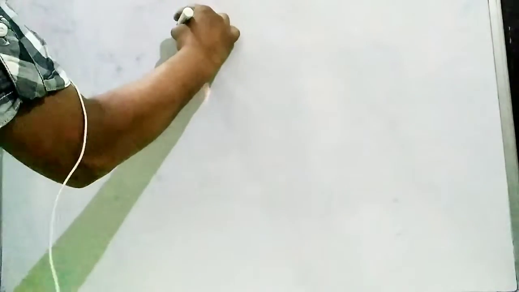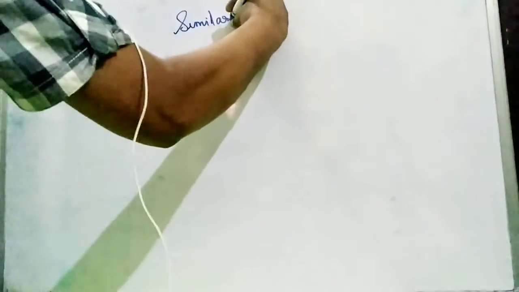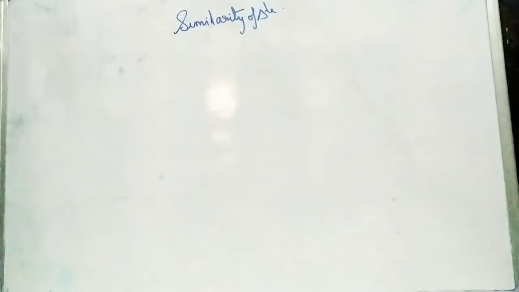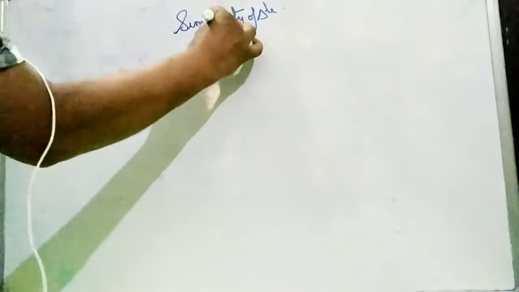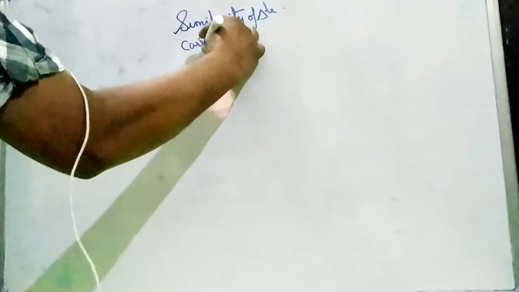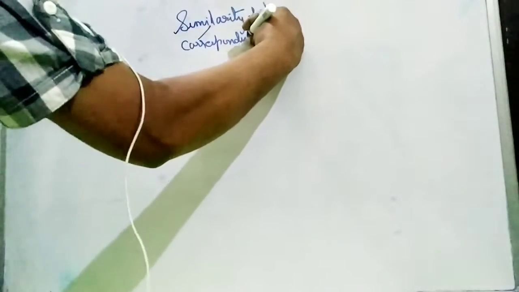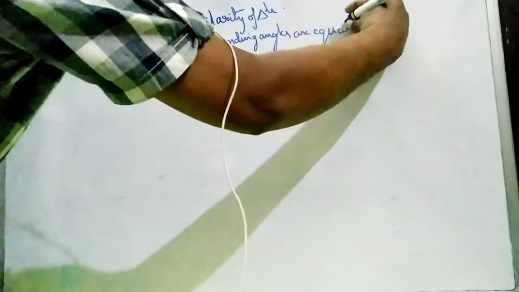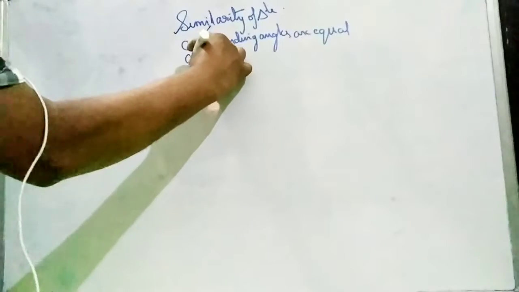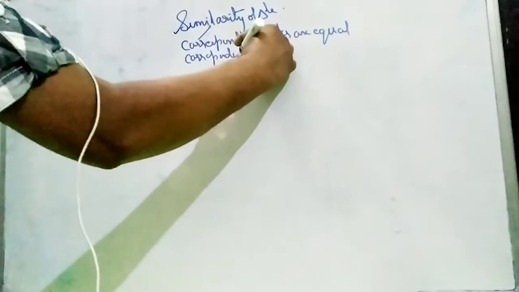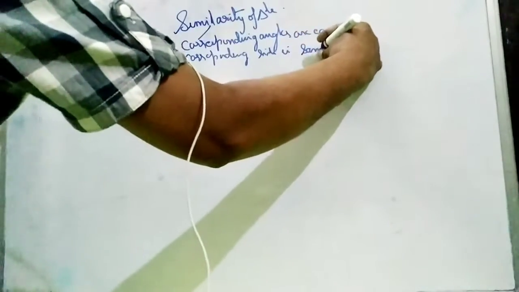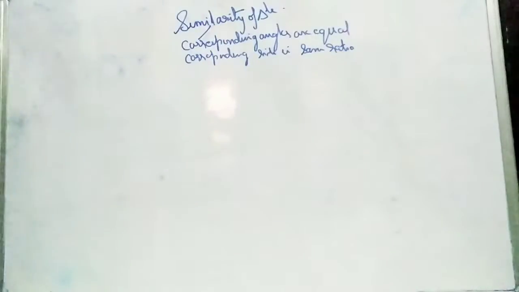Now, the similarities of triangles. Two triangles can be similar only when the corresponding angles are equal, or we can say when the corresponding sides are in the same ratio, in proportion.